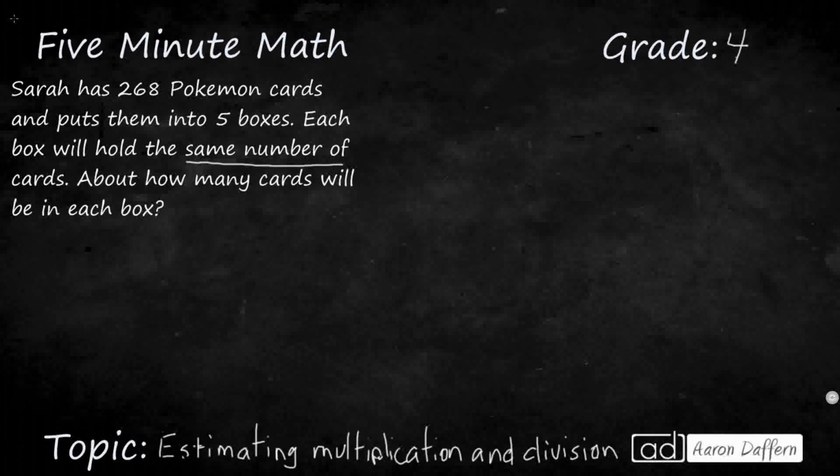It's this right here that first lets us know that we are dealing with equal groups, and whenever we see anything that gives us a clue that we are dealing with equal groups, that lets us know that we are going to either need to multiply or divide. Whenever you see a statement that talks about the same number or equal amounts in each box or container, that lets you know it's multiplication or division. About how many cards will be in each box, this word right there lets us know that we are going to estimate. We don't need the exact answer.